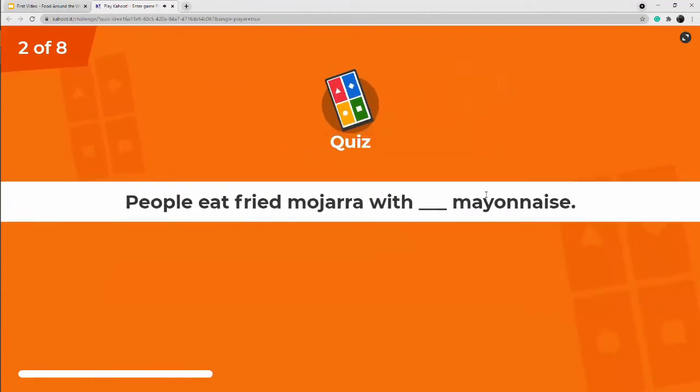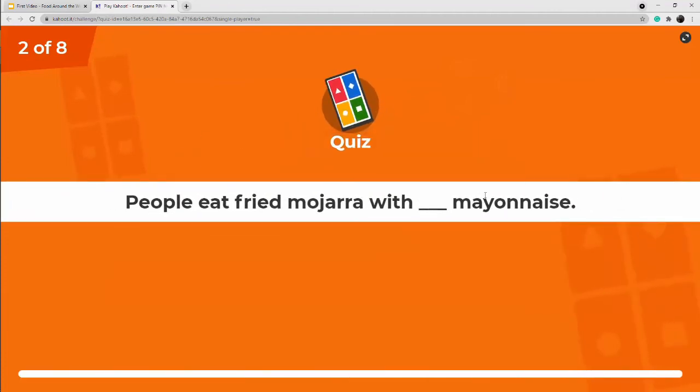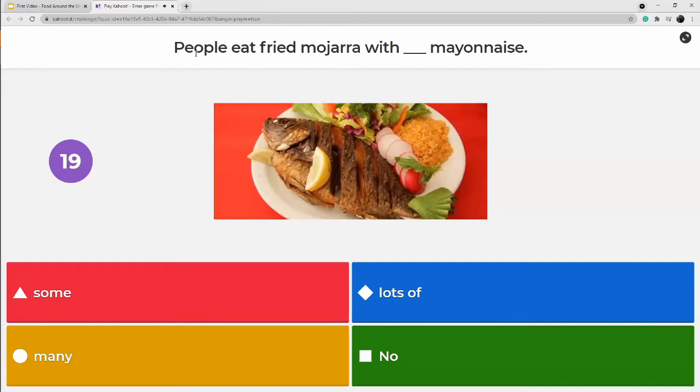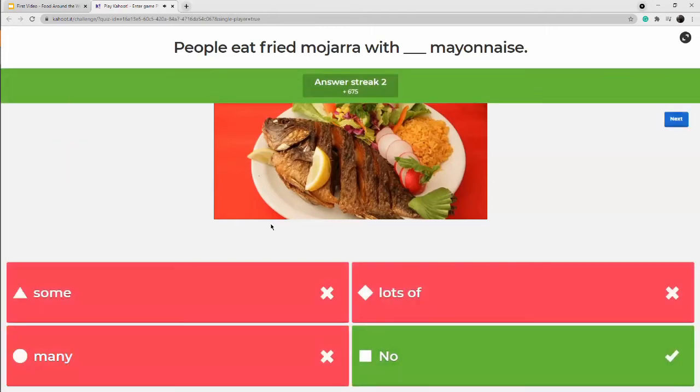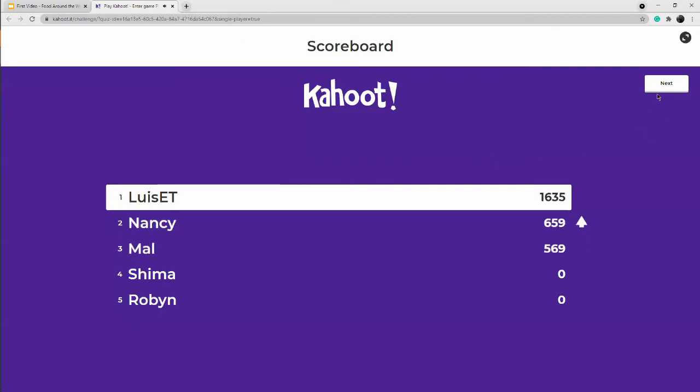Let's move into the second round. People eat fried mojarra with, what do they eat the fried mojarra with? With some mayonnaise, lots of, many, or no? I really don't see any mayonnaise here, so I will just go for no. Yes, exactly, it's no mayonnaise. You don't put any of it, I guess.